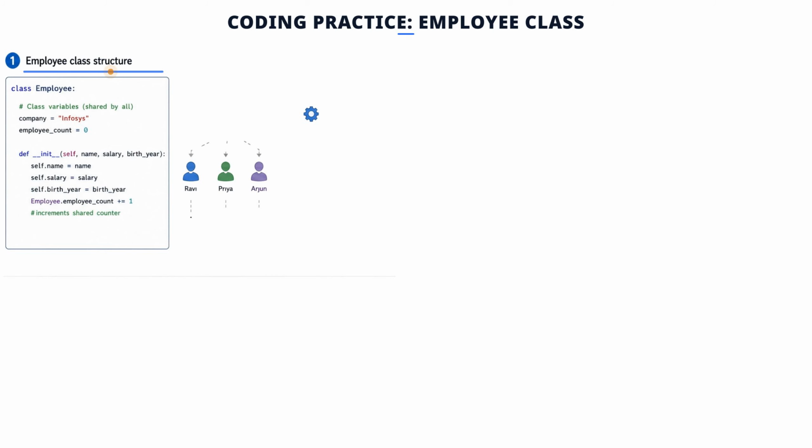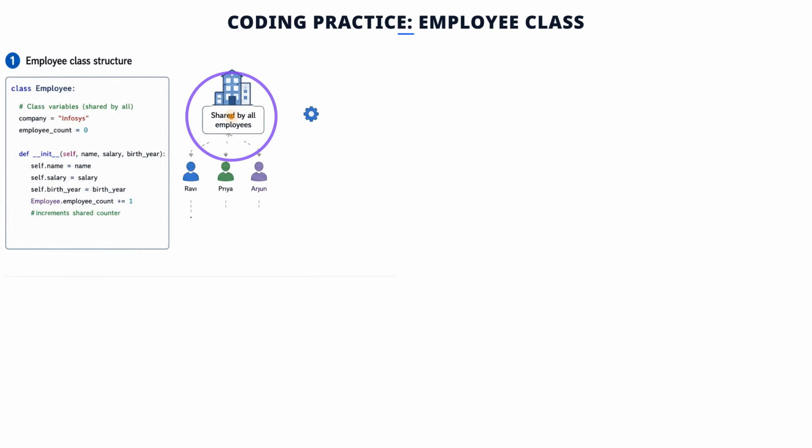Let's put everything we've learned into practice by looking at a complete employee class structure. It begins with some class variables at the top. We have company set to Infosys and employee count starting at 0. These are shared by every single employee we create.